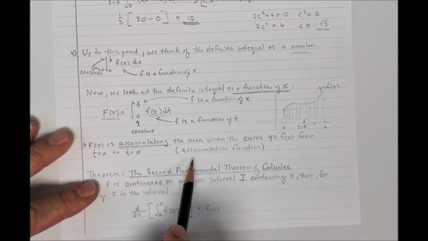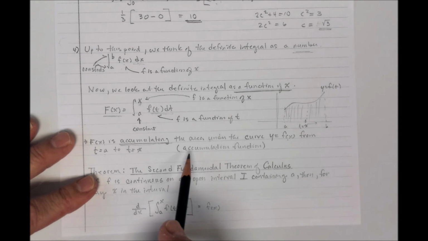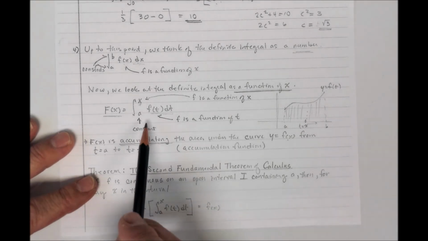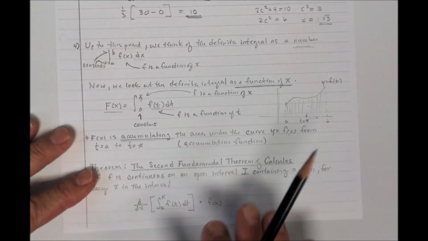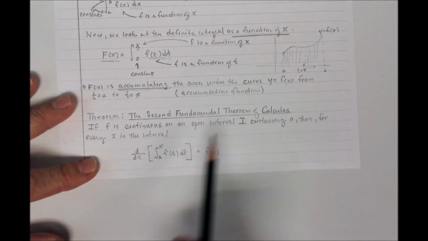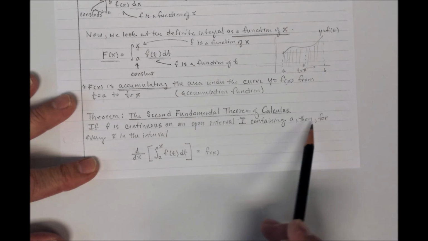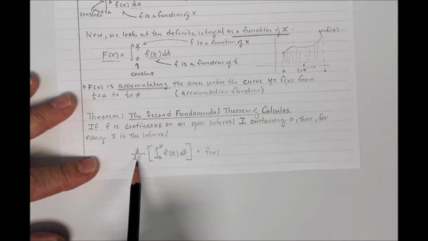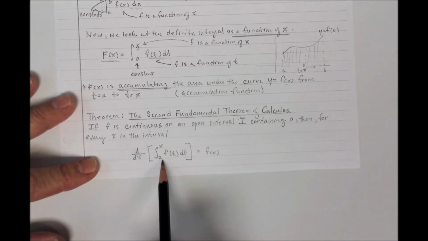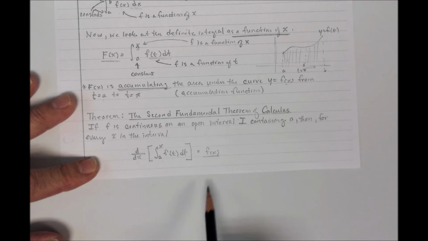Now you say, well, I'm not sure I'm really getting this right now. Well, we're going to spend more time on this, but the idea here is that you are able to find this using the second fundamental theorem of calculus. Theorem: The second fundamental theorem of calculus says that if f is continuous on a closed interval I containing a, then for every x in the interval, if I take the derivative of the definite integral from a to x, so this is a function, this is the accumulating function I was just talking about, I will get my function of x, f of x, that I will get that value.